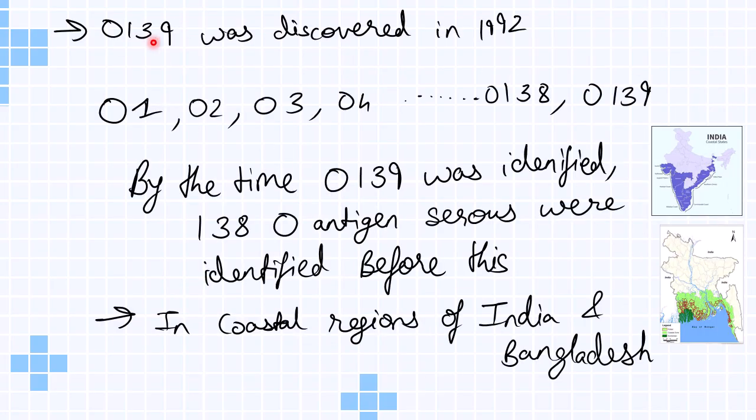Another important serogroup is O139, which was discovered in 1992. By that time, 138 O antigen serogroups had already been identified, which is why it was named as O139. This serogroup has mainly been reported from the coastal regions of India and Bangladesh.